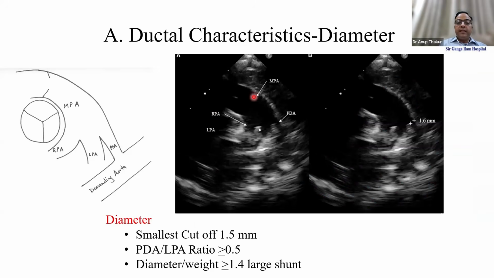Okay. So again, here you see the same 2D images for the PDA. You have the MPA, the right pulmonary artery, the left pulmonary artery, and you have a duct here and the descending aorta, and you measure the smallest diameter. Usually it is at the pulmonary end.